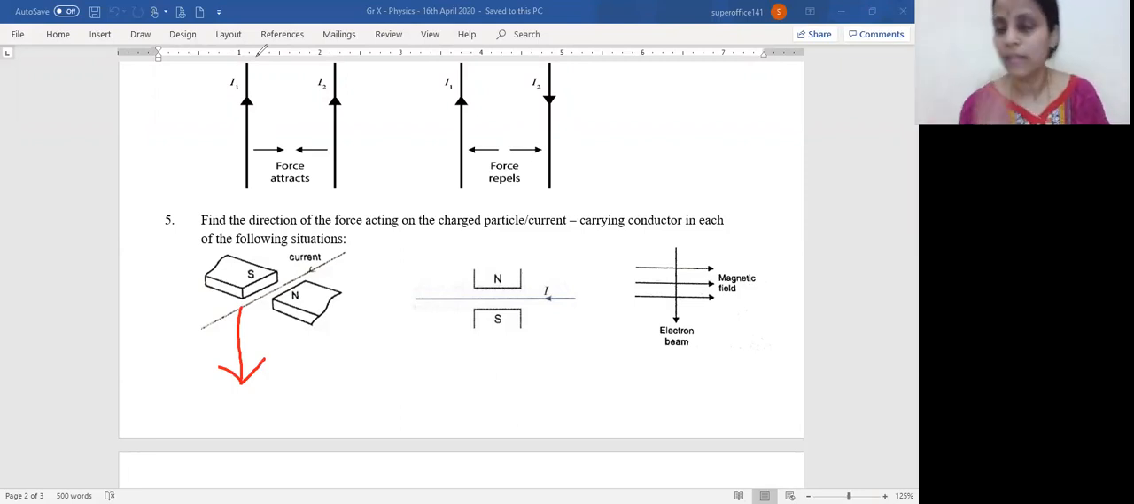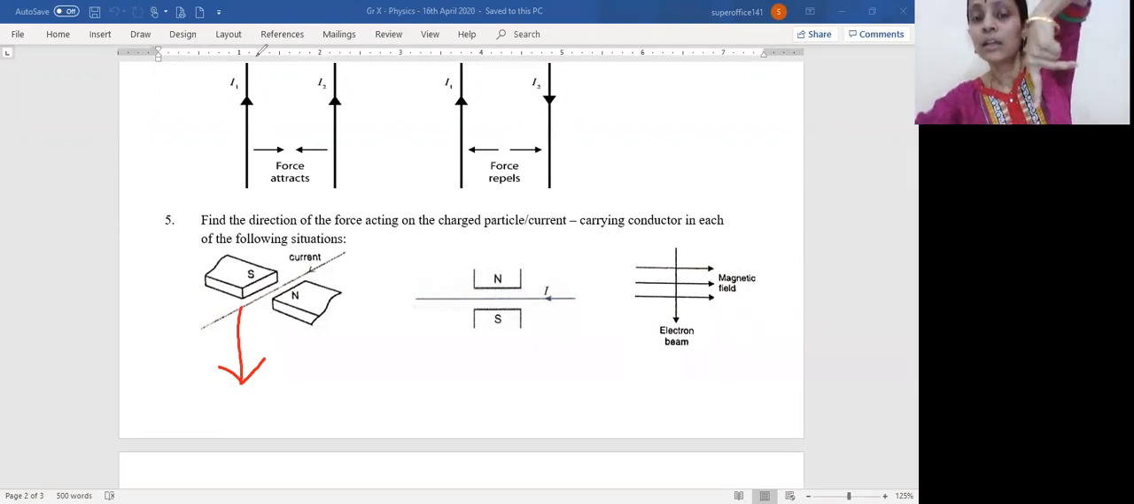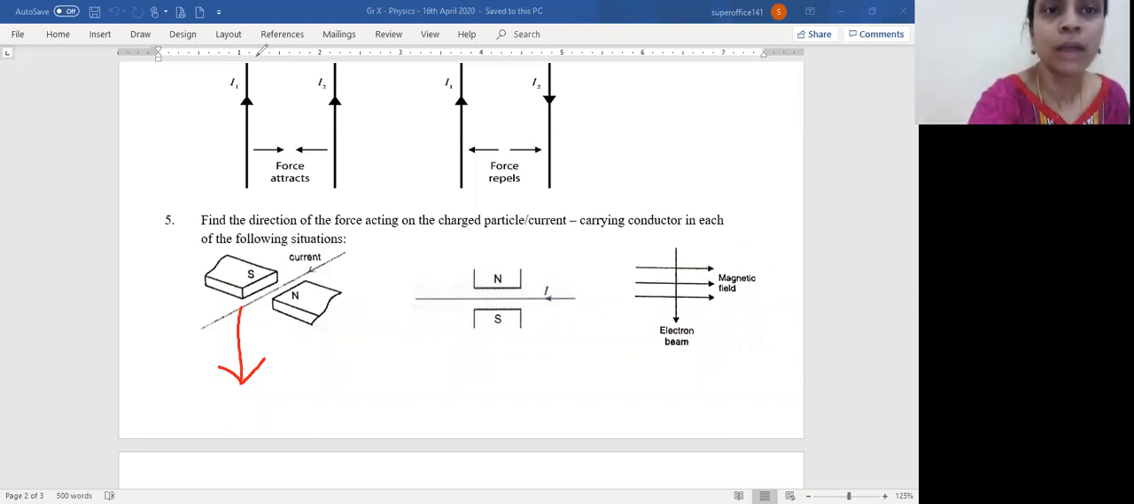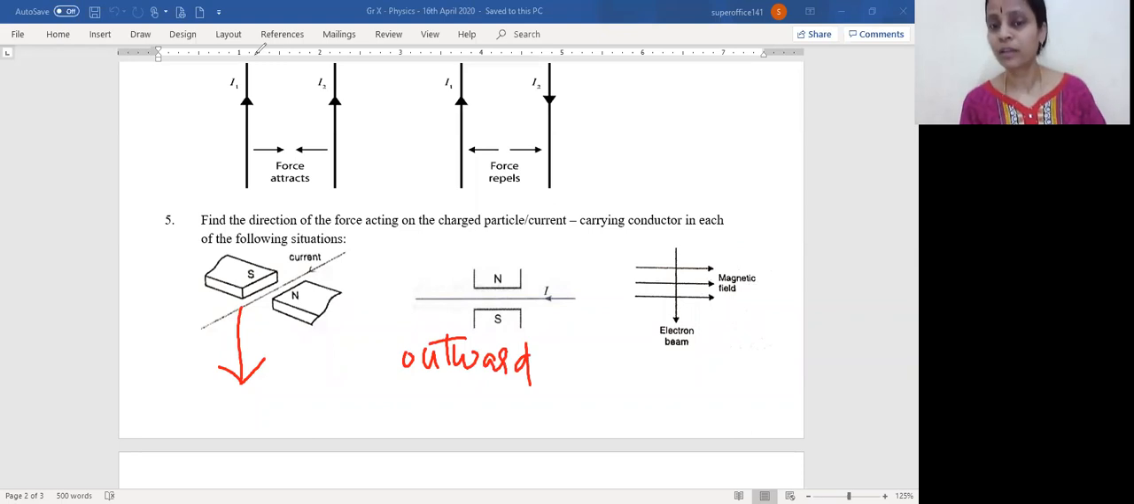Now look at north and south here. North and south is in the downward direction. Current is in the western direction. So you can see my forefinger is in the downward direction. West, that is from my right to the left, is west for me. So current is in the western direction. So I can see that the thumb is towards me. It is coming out of my laptop. So my direction is going to be outward. And since the current is in the plane of the paper, the field is in the plane of the paper, the force is going to be perpendicular to the plane of the paper.